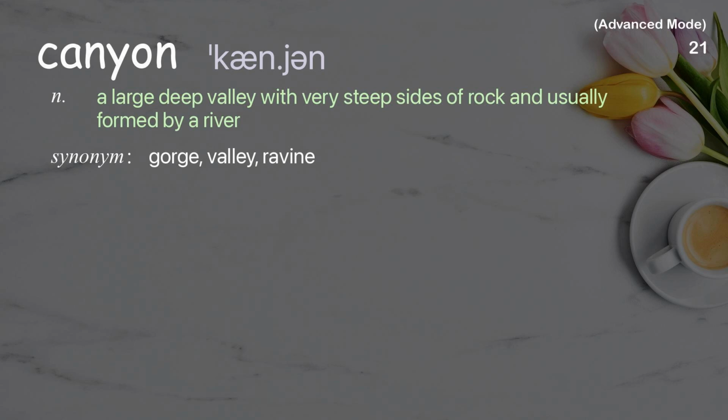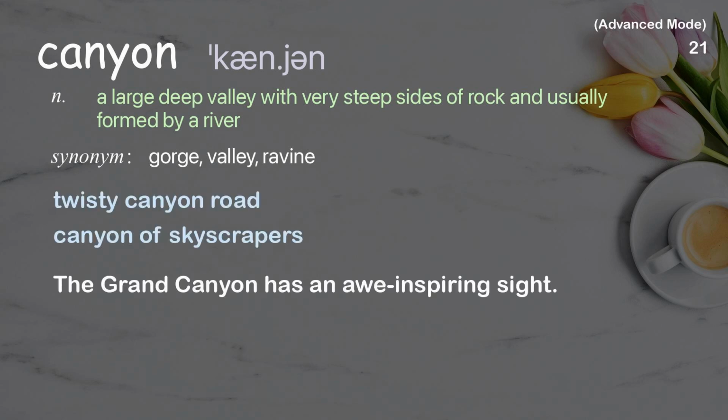Canyon. A large deep valley with very steep sides of rock and usually formed by a river. Examples: twisty canyon road, canyon of skyscrapers. The Grand Canyon has an awe-inspiring sight.